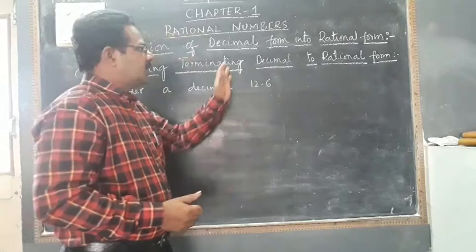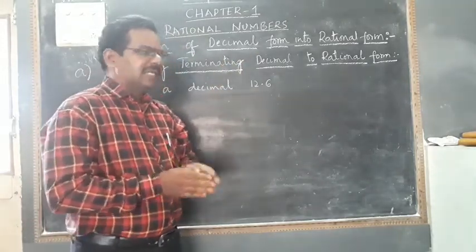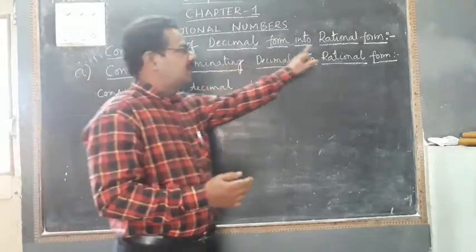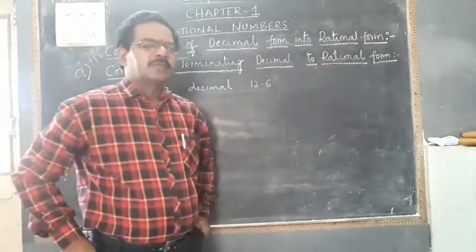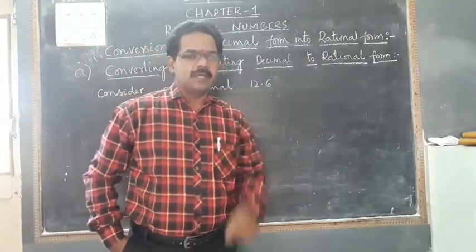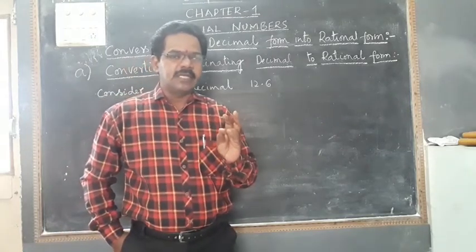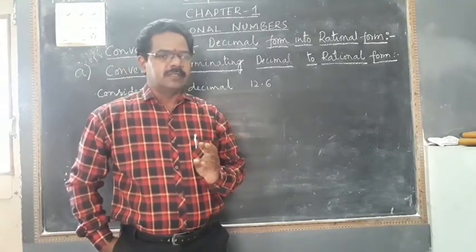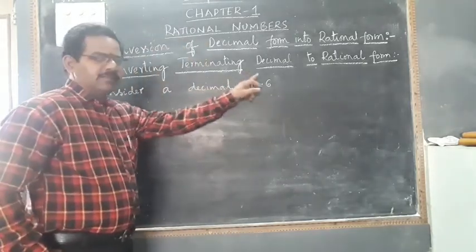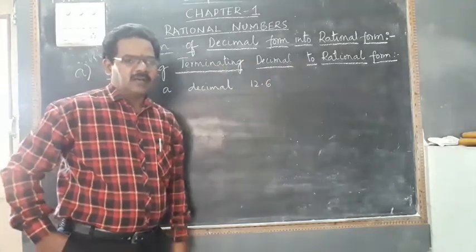So, if the given rational number is in decimal form, then it can be converted into rational form. So how to convert this one? Here we have two types of decimal forms. First one is terminating decimals and the second one is non-terminating decimals. First we have to discuss how to convert the terminating decimals into rational form.